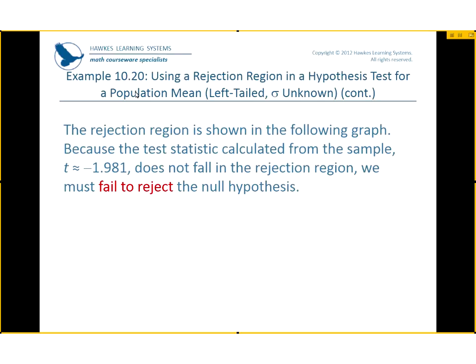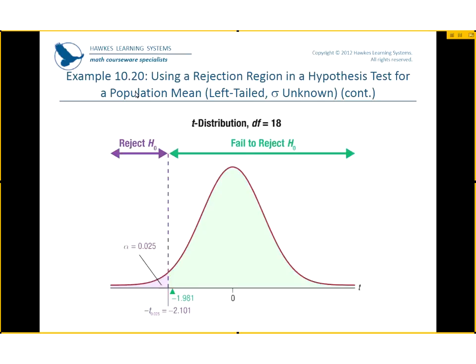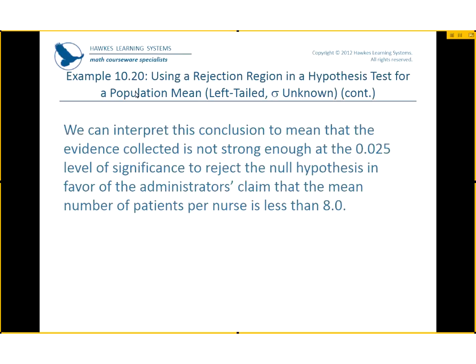So the rejection region is shown in the following graph. Because the test statistic calculated for the sample, t is negative 1.981, does not fall in the rejection region, we must fail to reject the null. If we look at it here, negative 2.101 is smaller than negative 1.981. Because of that, we fail to reject the null.